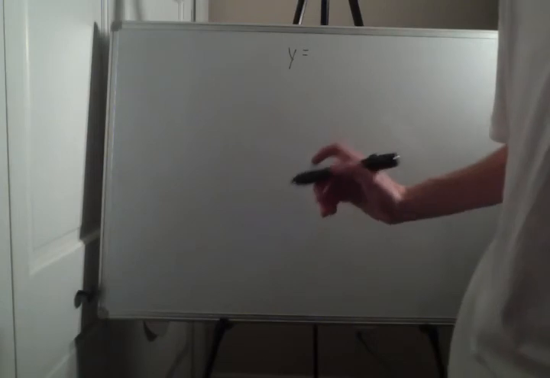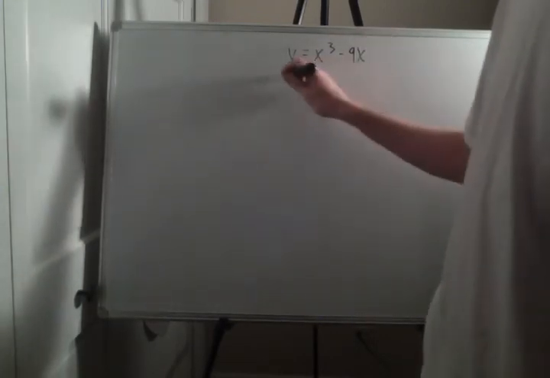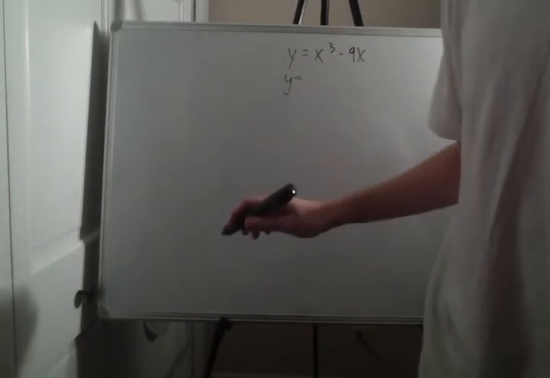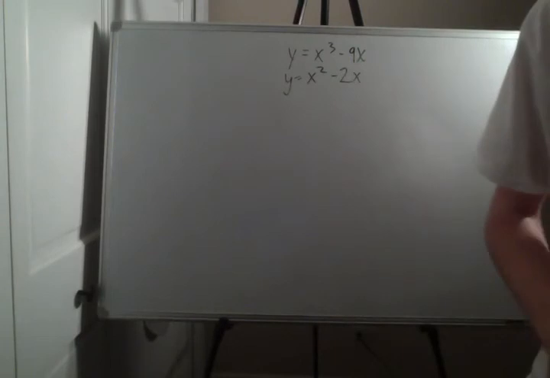So we have y equals x cubed minus 9x, and y equals x squared minus 2x. This is a little different.